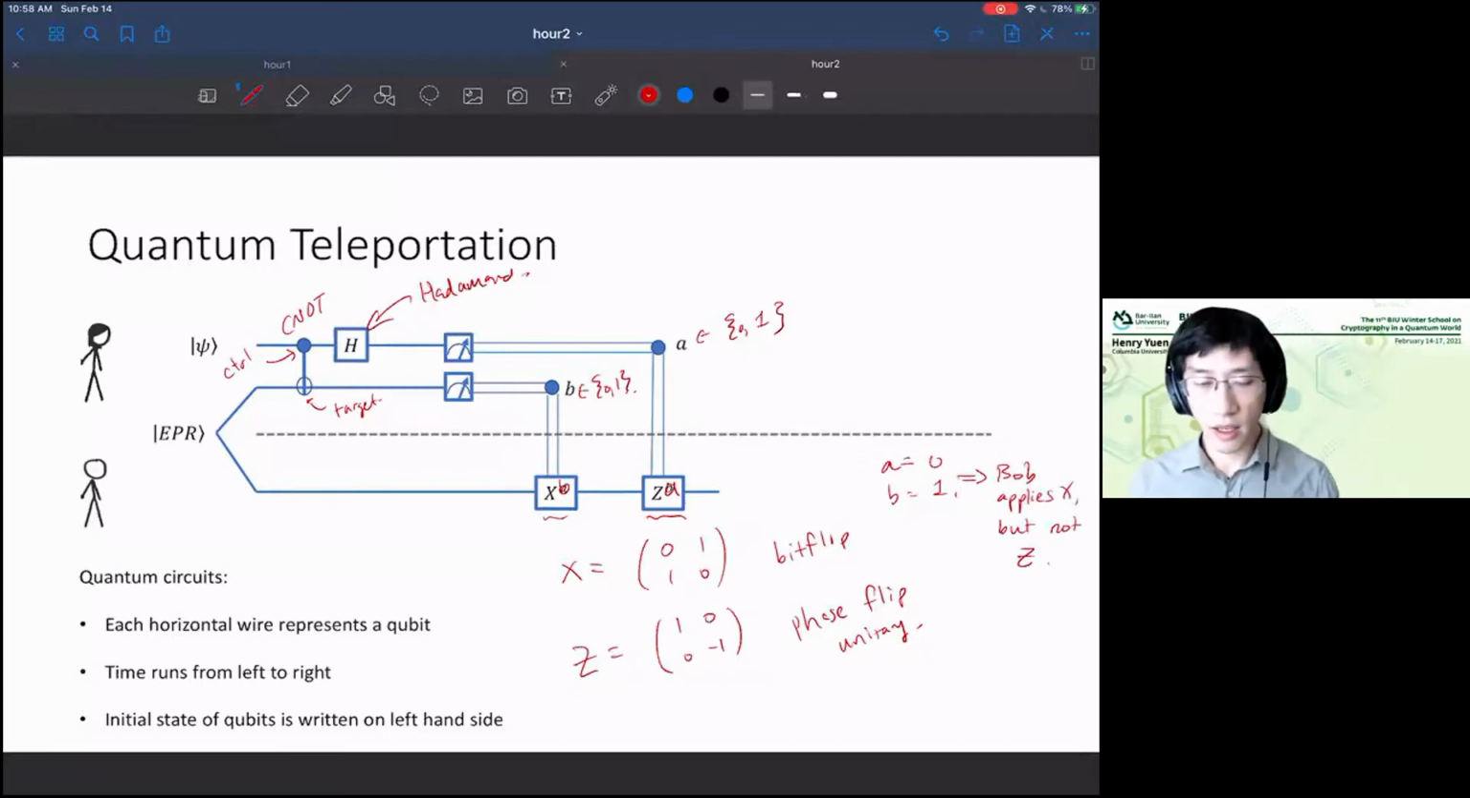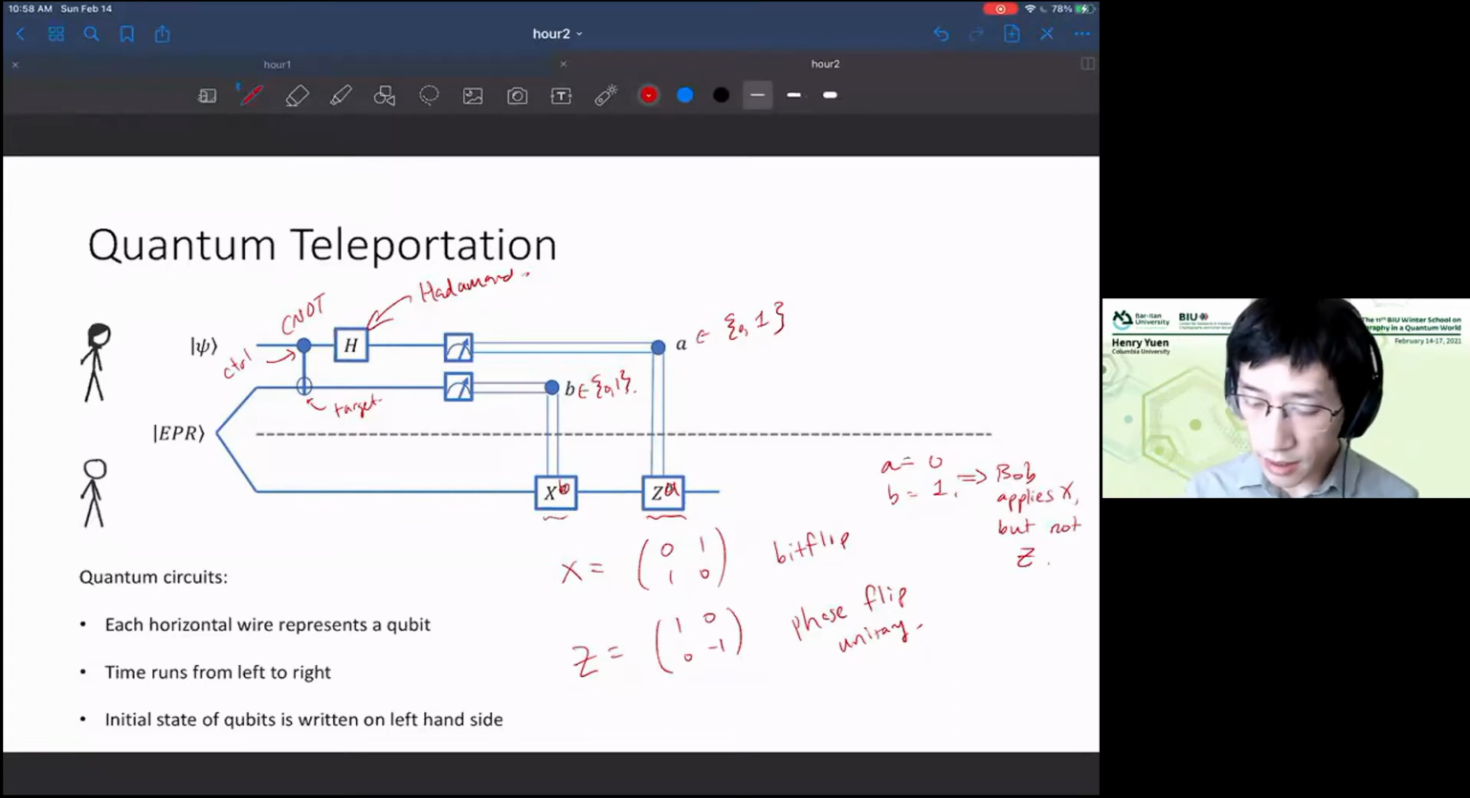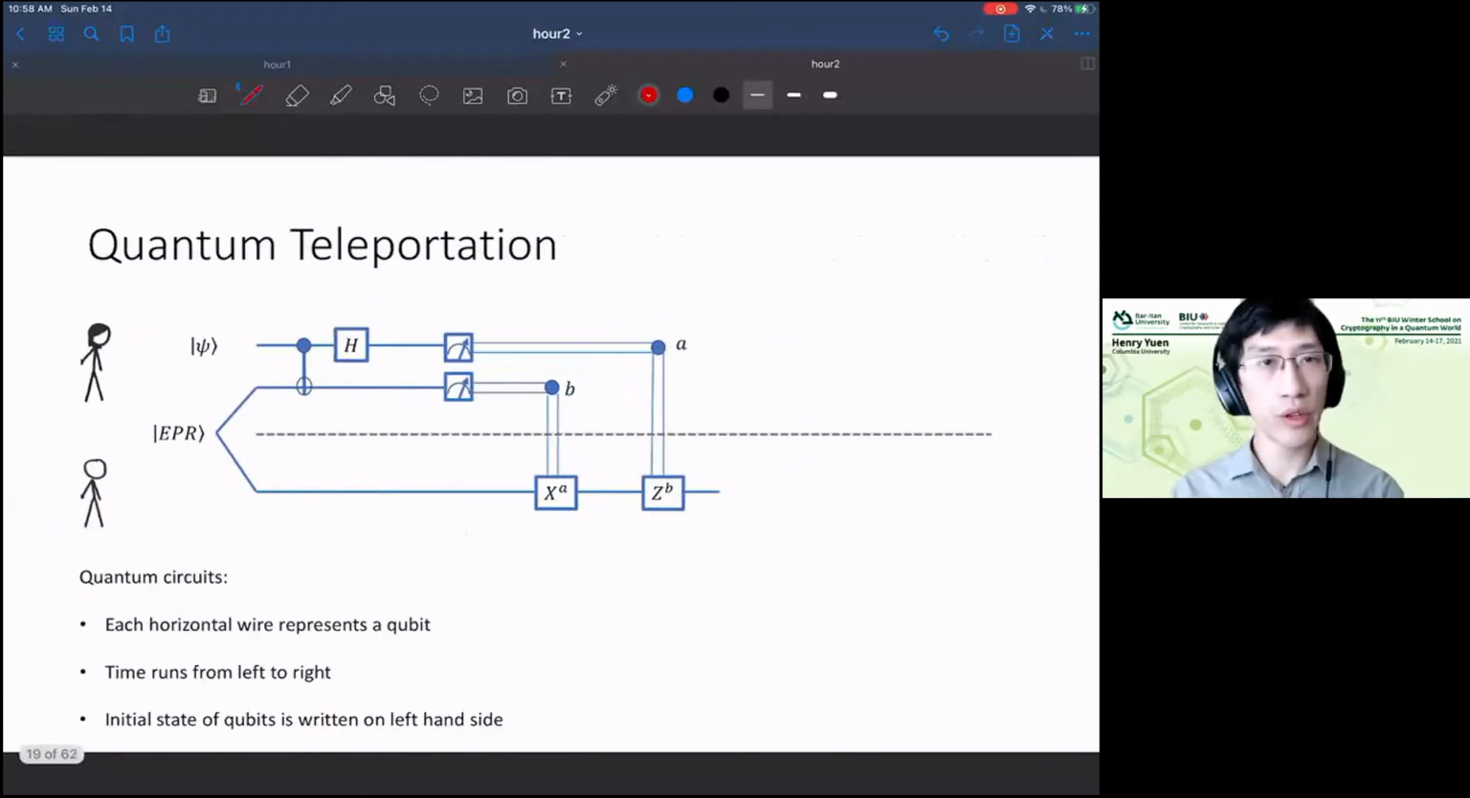Okay, so hopefully the description of the protocol should be clear. And I claim that no matter what, in all cases, no matter what outcomes Alice gets for A and B, at the end of the protocol, Bob is going to have the gift qubit. Okay, so let's just run through a couple cases, and then you can sort of work out the rest yourself.